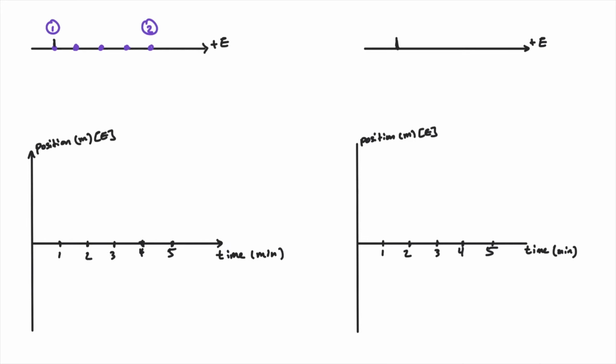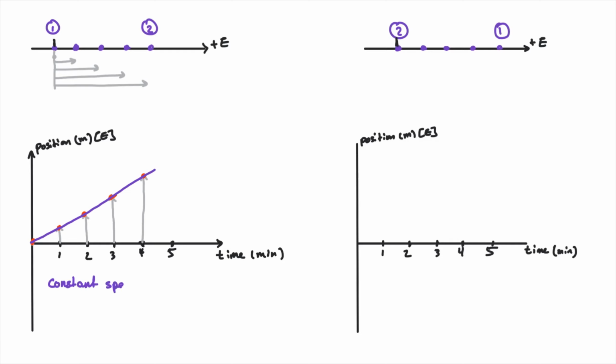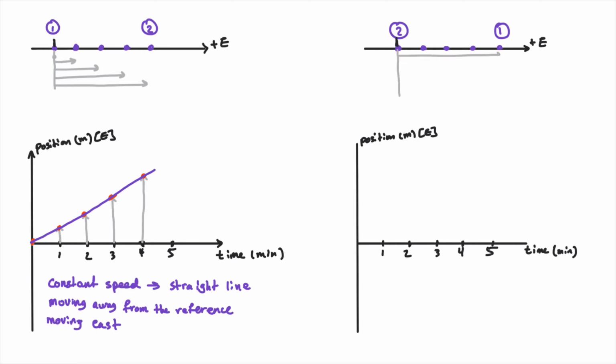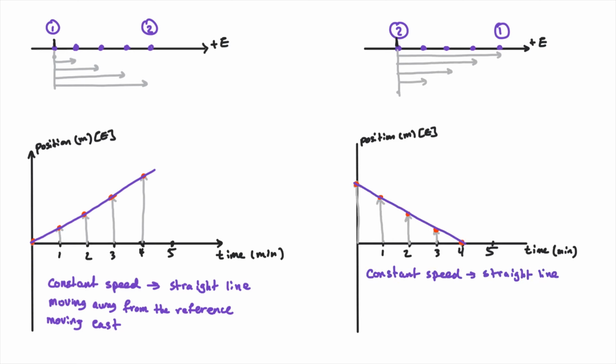Robo's group followed the procedure. They started by seeing how far the dots were from the reference point and translating that into the position axis of the graph at different times. They noticed that the position time graph for a constant speed will result in a straight line. In the first graph, they also noticed that the runner was moving away from the reference point in the direction of east. In the second graph, the group noticed that the runner was running at a constant speed towards the reference point in the west direction.